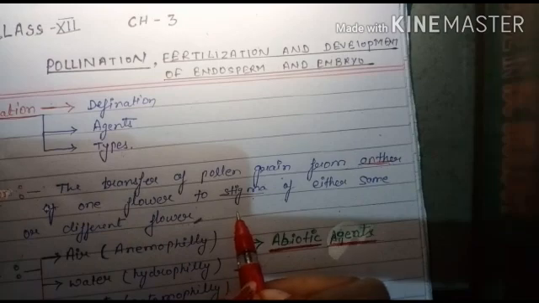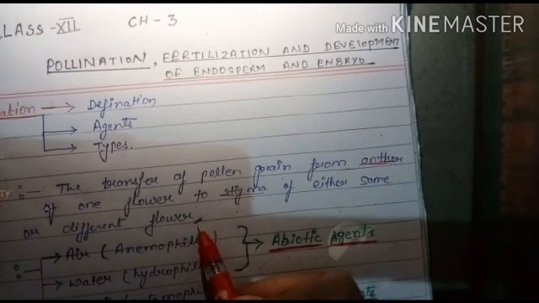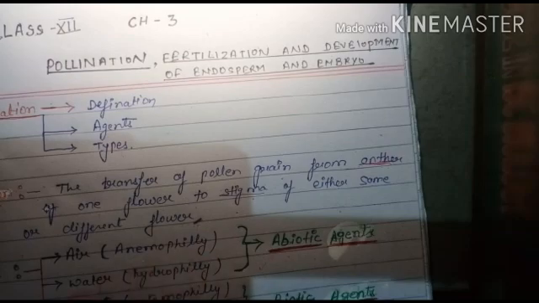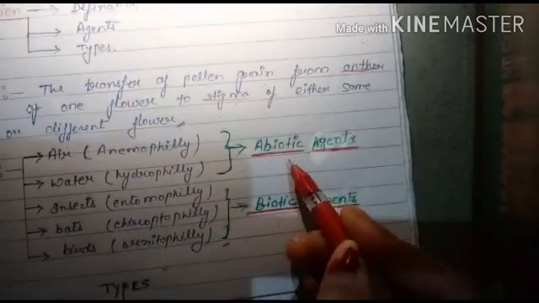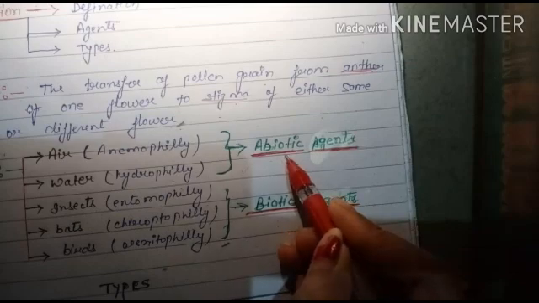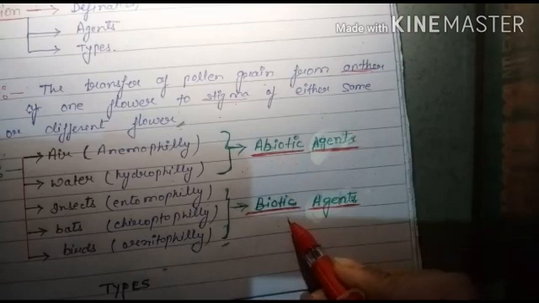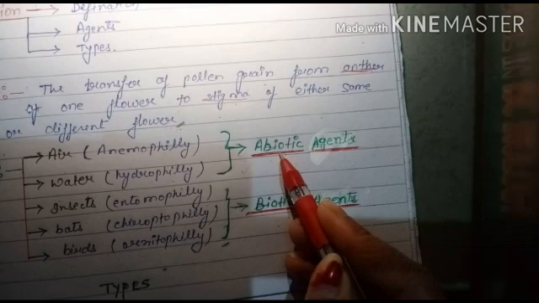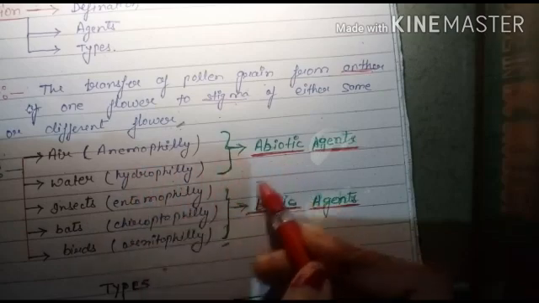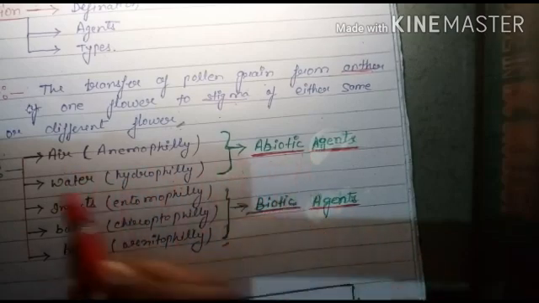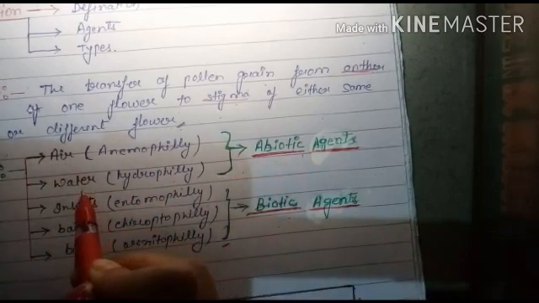This pollination process requires some agents. So what are those agents? Here we are discussing some agents. There are mainly two types of agents, that is abiotic agents and biotic agents. Abiotic agent means non-living, that is present in the environment. Usually there are two types of abiotic agents: air and water.